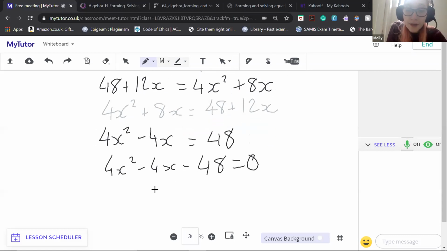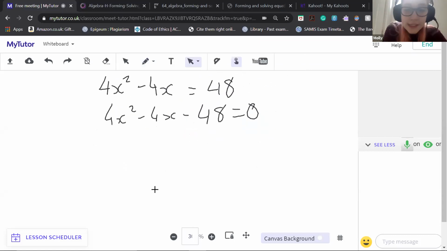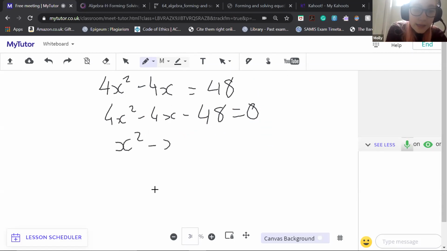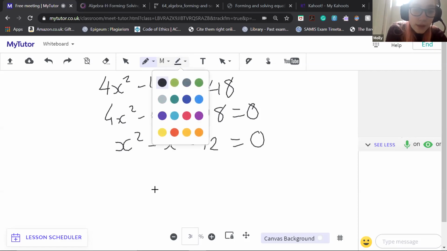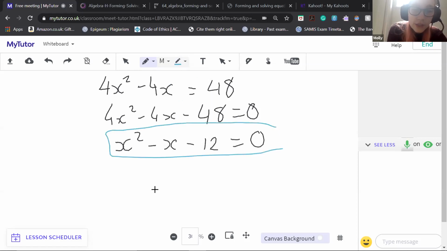And now we can simplify this for ourselves. Because we have 0 on this side, we can divide everything by 4, because 0 is a multiple of 4 as well. So if we divide each element by 4, we get x squared minus x minus 12 equals 0. And now here is an equation to solve. Hopefully that makes sense, how I got to that step there.